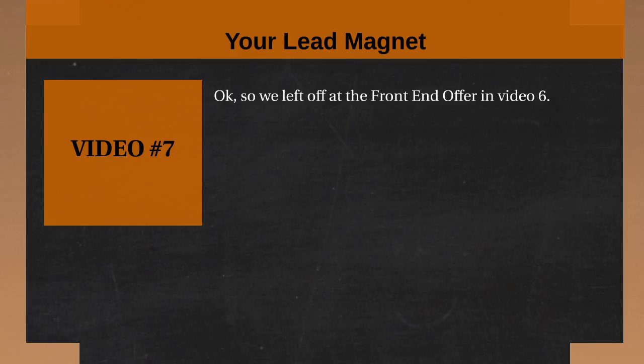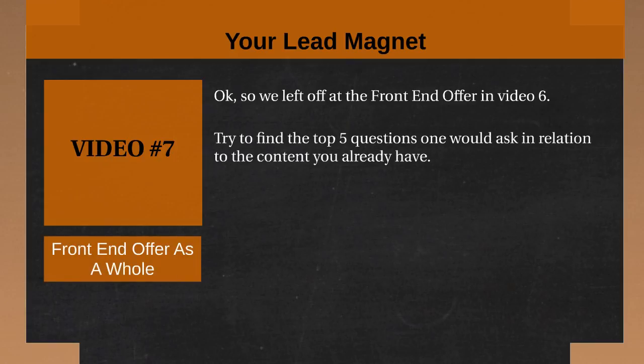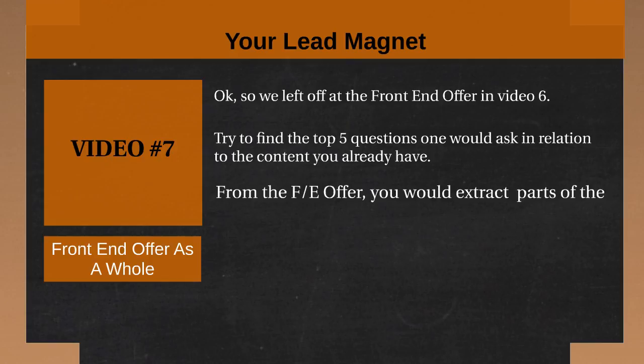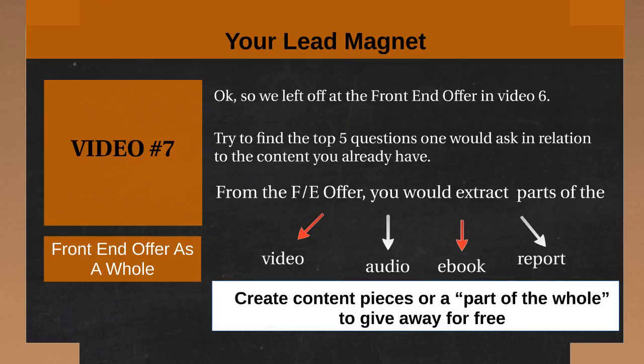Okay, so we left off at the front end offer. What I want you to do is think of the top 5 questions that one would ask in relation to the content that you already have. So looking at the front end offer, what I want you to do is extract parts of the front end offer, such as video, audio, eBooks, reports. Basically, what you're trying to do is create content pieces, part of the whole, and give it away for free.